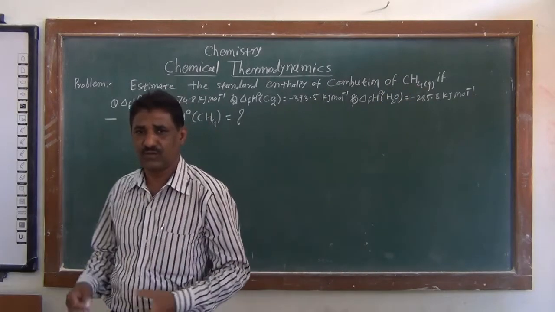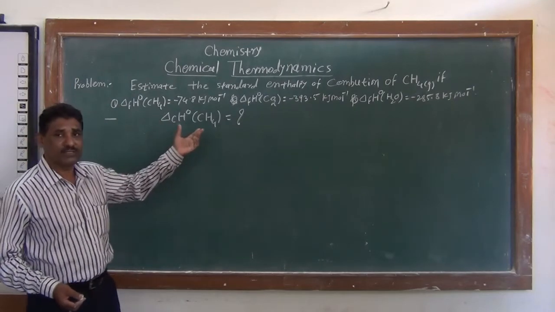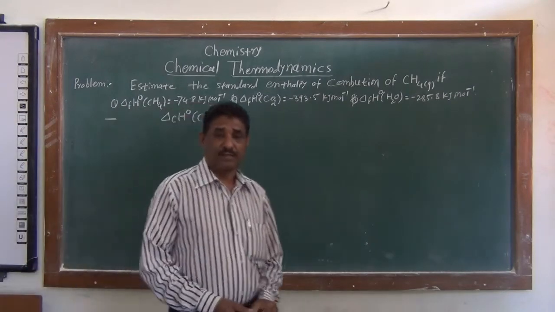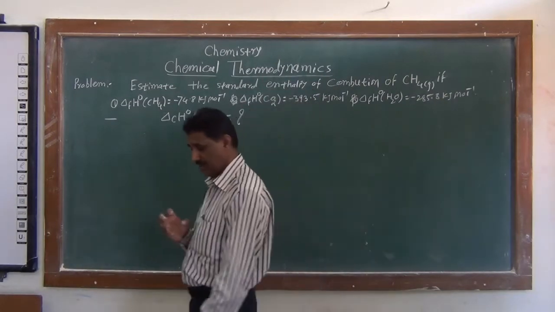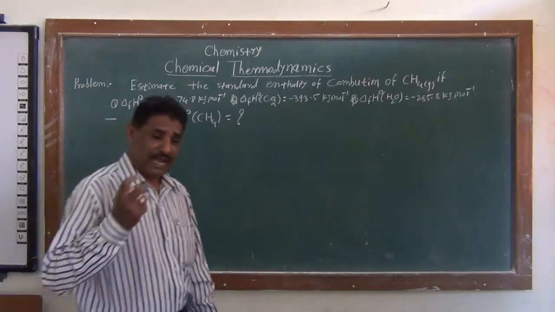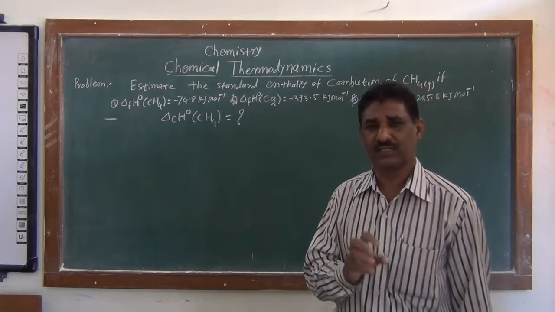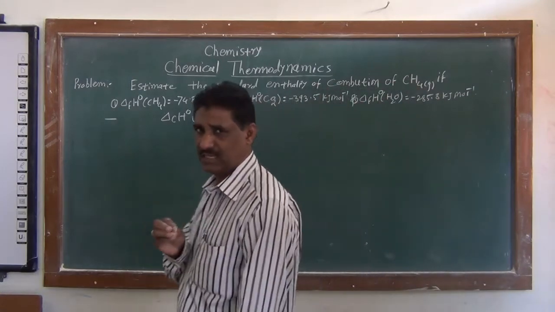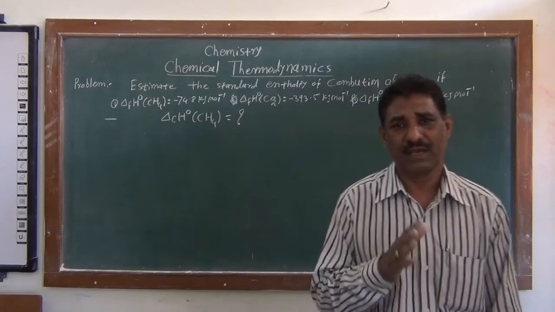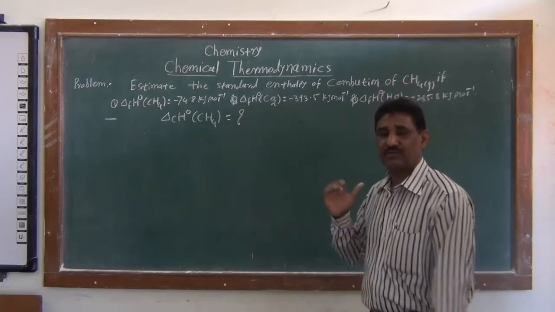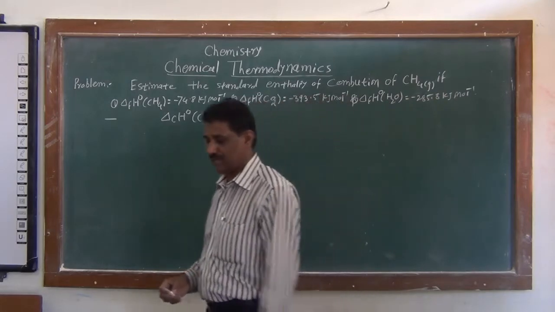These values are given to us, and we calculate the standard enthalpy of combustion of methane. First, we write the equation of combustion of methane. Combustion means that the substance is completely burned, or completely oxidized, or reacts with oxygen and forms a chemical reaction. First, we write the chemical reaction for combustion of methane.